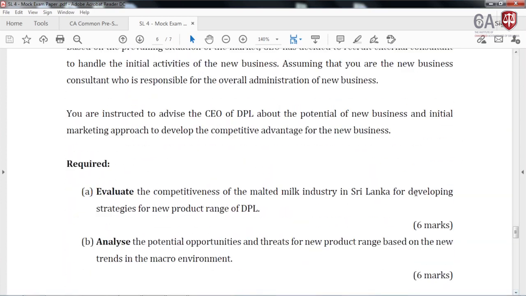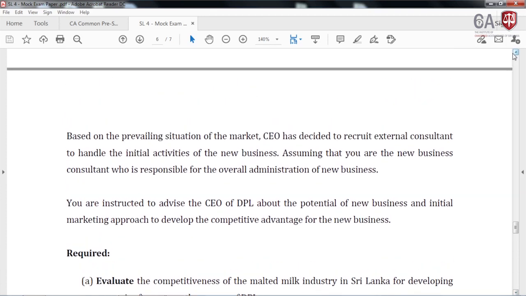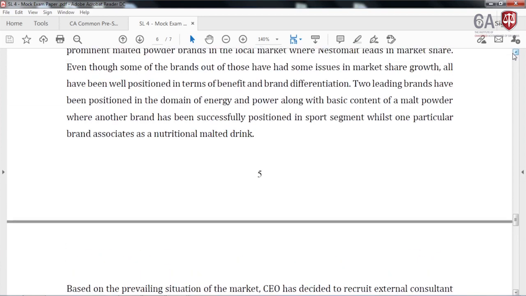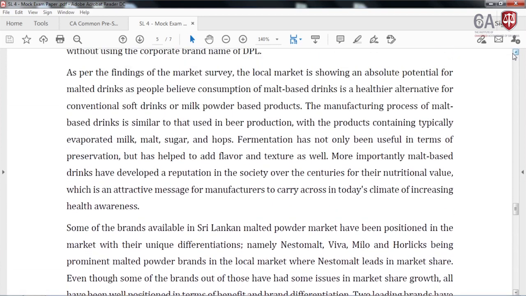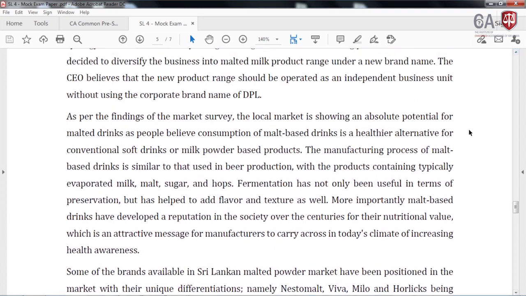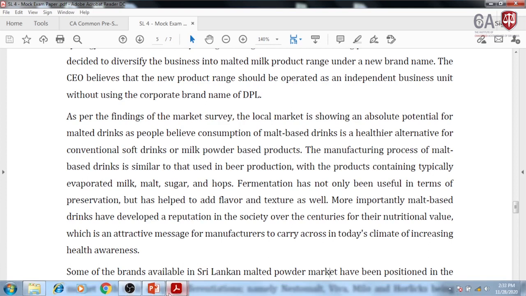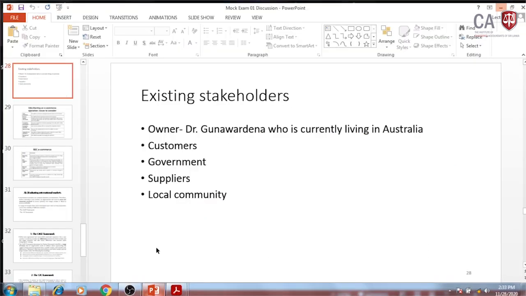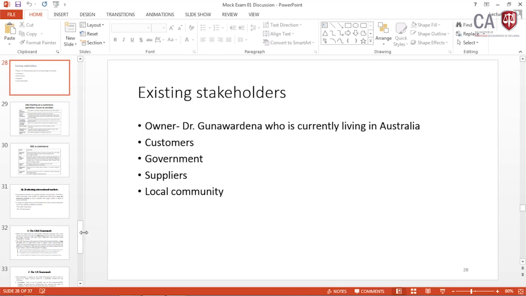So, part A, evaluate the competitiveness of the malt making in Sri Lanka for developing strategies for new product range of DPL. Now, examiner has given some information about new product range. So, we will look at the theory aspect first on this.